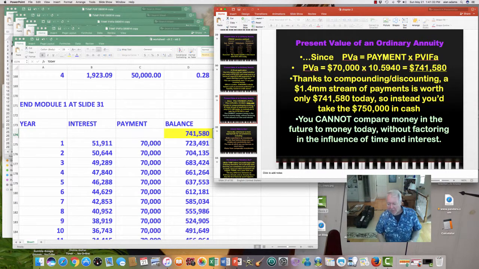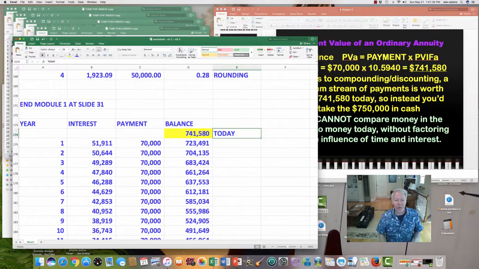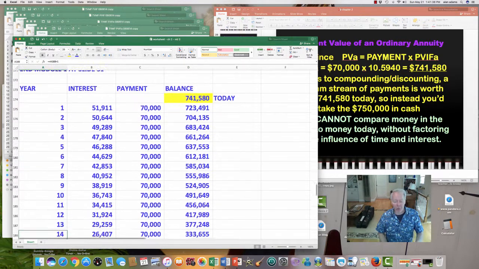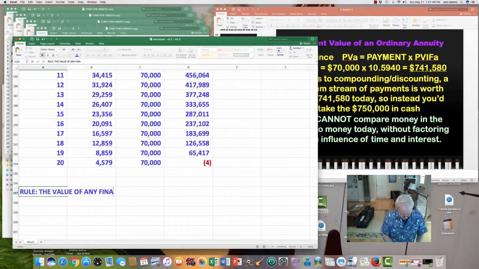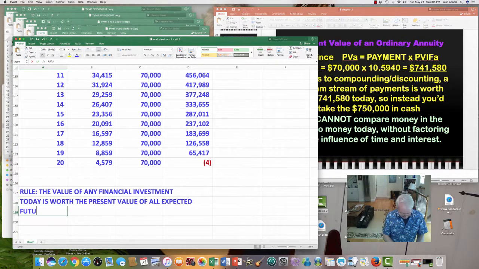I'm going to leave you with a final rule that we all use. Okay, and this is going to come up all throughout the course, ladies and gentlemen, is that in general, okay, the value of any investment today is worth the present value of all expected future cash inflows. That's a key rule, ladies and gentlemen, okay?